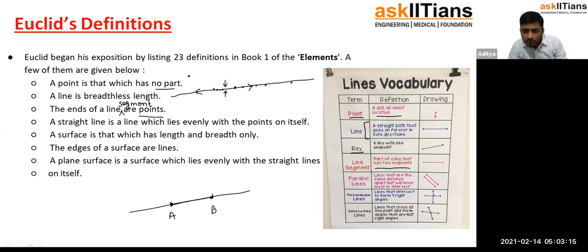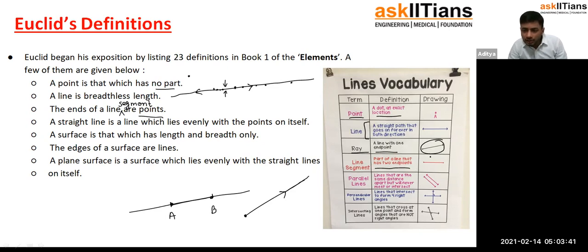Now, what is a ray? A ray is a line with just one endpoint. It has just one endpoint, but it is continuing indefinitely in another direction. So in this direction, it is continuing indefinitely, but in this direction, it is finite. It is starting from this point. So that's what we mean by a ray. Here we have also drawn how a ray is represented.